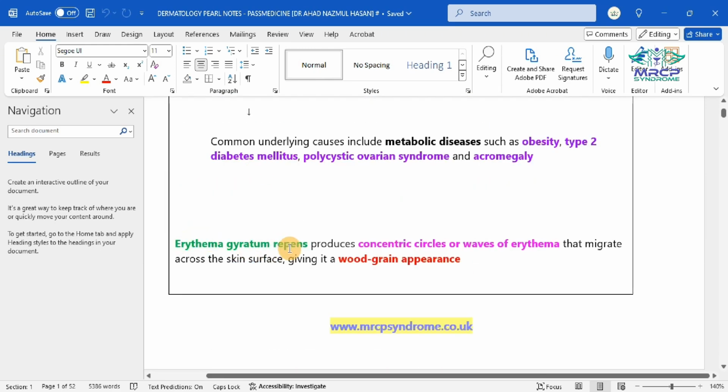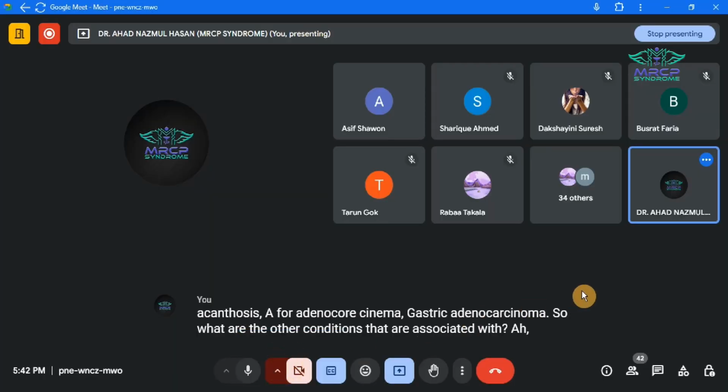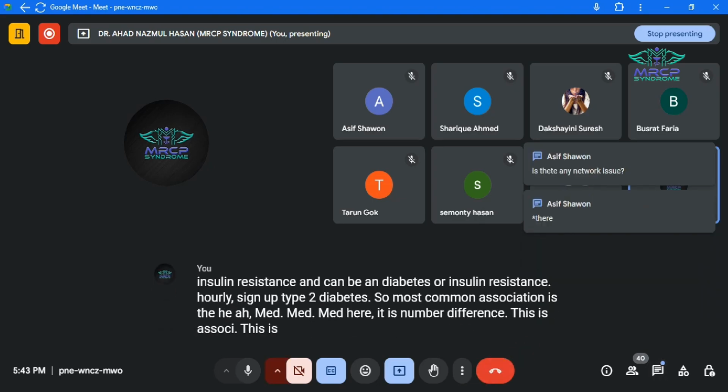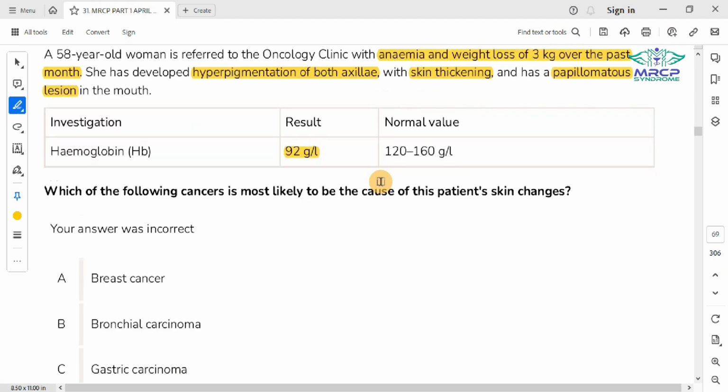And erythema gyratum repens, this is associated with which condition? This is related to lung cancer, the bronchial carcinoma.